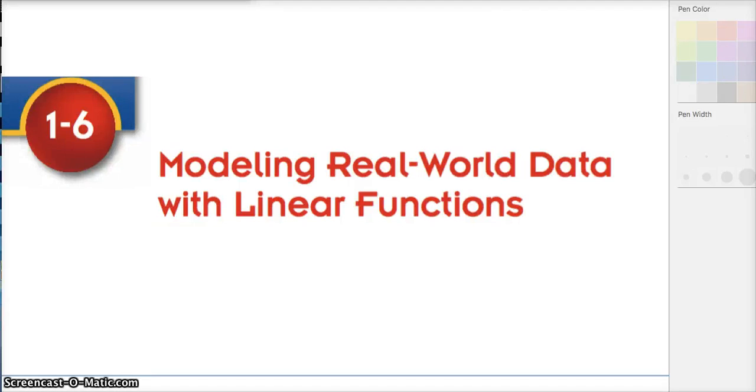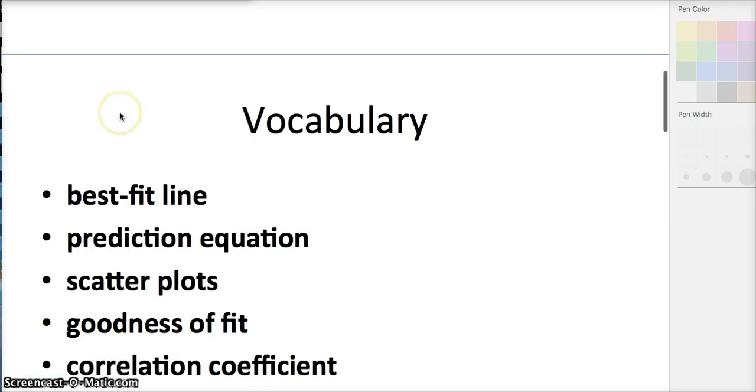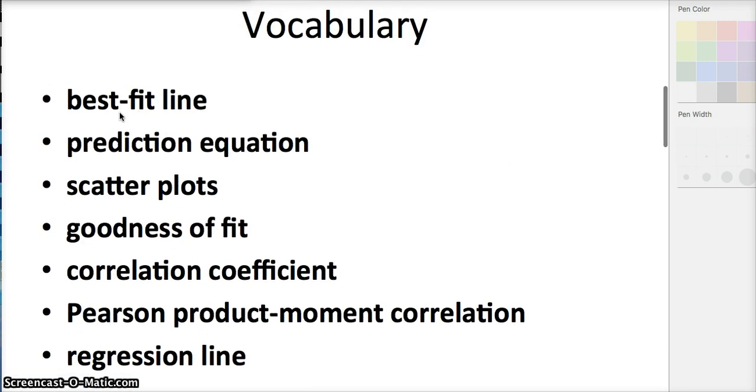Hey pre-calculus friends, here we are in section 1.6. We're going to be modeling real world data with linear functions. A lot of this vocabulary you will recognize from us talking about it in previous lessons this chapter.